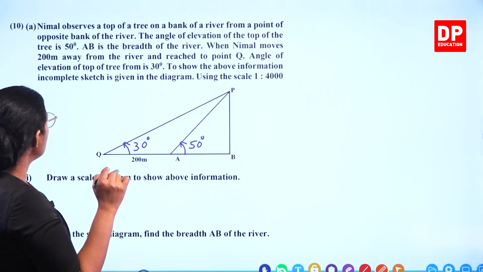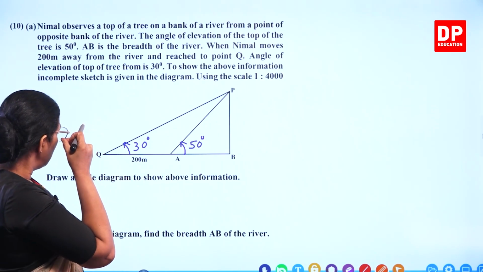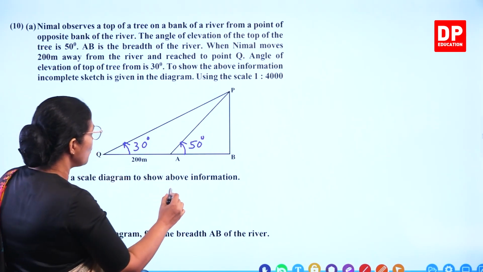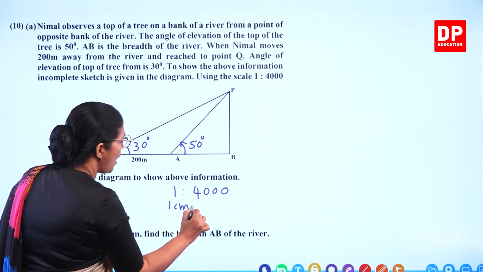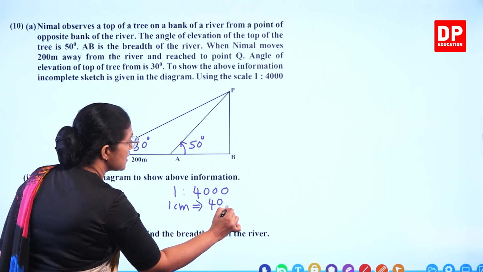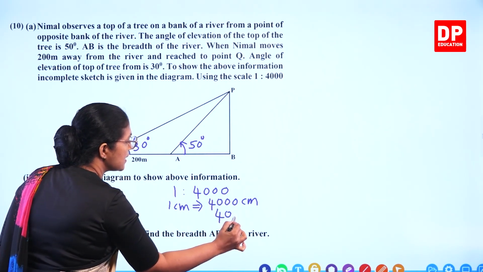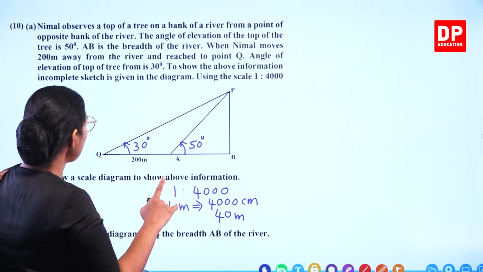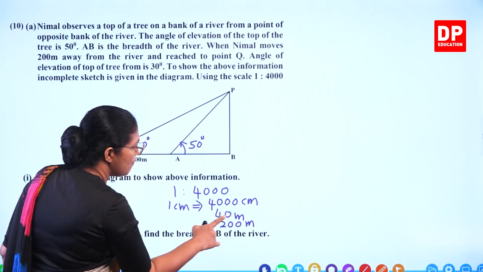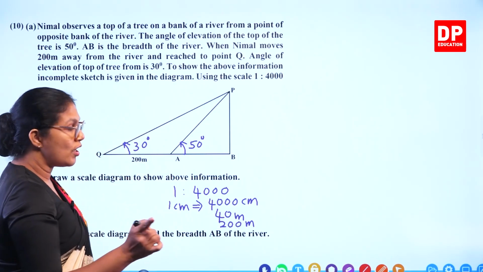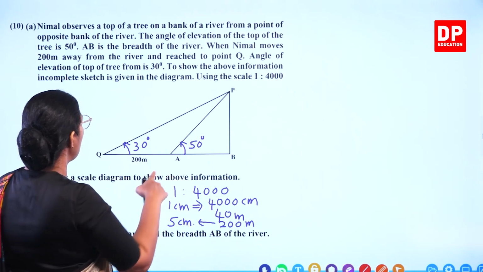To show the above information, an incomplete sketch is given in the diagram using a scale 1 to 4000. 1 to 4000 means what's the scale? That means 1 centimeter represents 4000 centimeters. So that means divide by 100, you get 40 meters is 1 centimeter. So 200 meters means how many centimeters we have to take? 200 divided by 40, you get 5 centimeters. So you have to consider 5 centimeter length as QA.